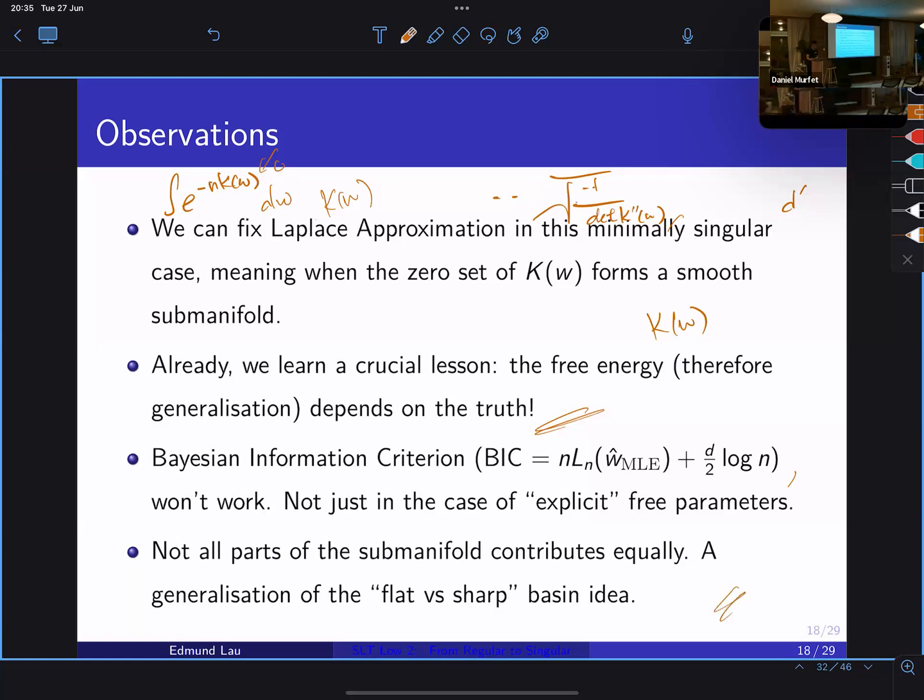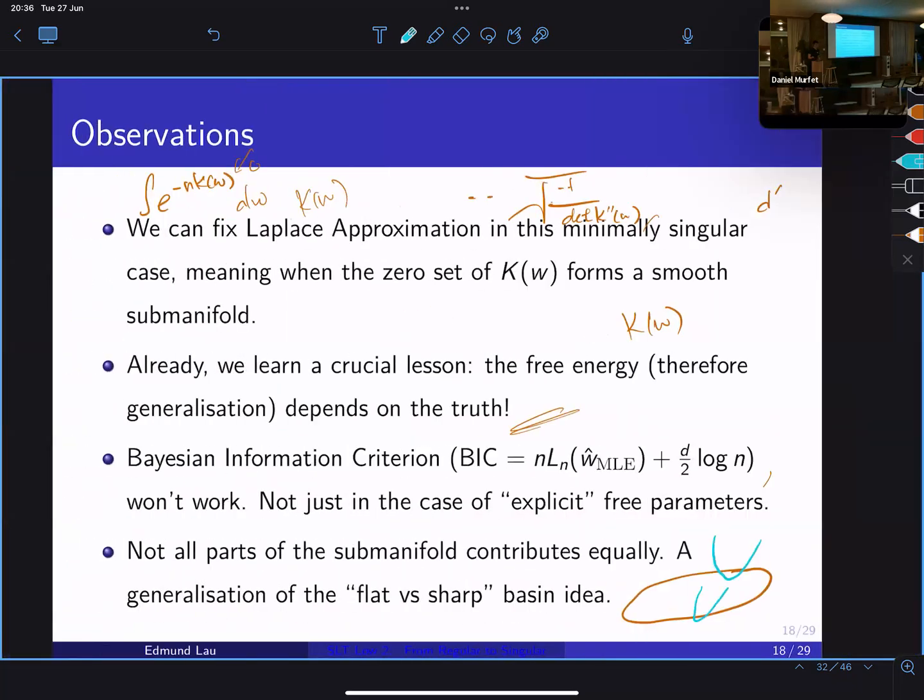So there is a generalization of the idea of flat and sharp basins. Let's say this is your critical submanifold, and the contribution to your integral is different at different points, because it could be very flat there, or very sharp there. Those different parts will contribute differently. But that is still only moving the needle in the lower order term. You have a whole-manifold idea of sharpness here.